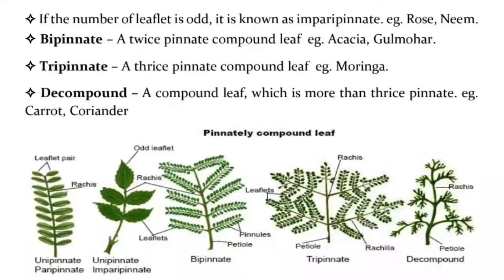Rose, neem. Bipinnate. A twice pinnate compound leaf, e.g. acacia, gulmohar. Tripinnate. A thrice pinnate compound leaf, e.g. moringa. Decompound. A compound leaf which is more than thrice pinnate, e.g. carrot, coriander.